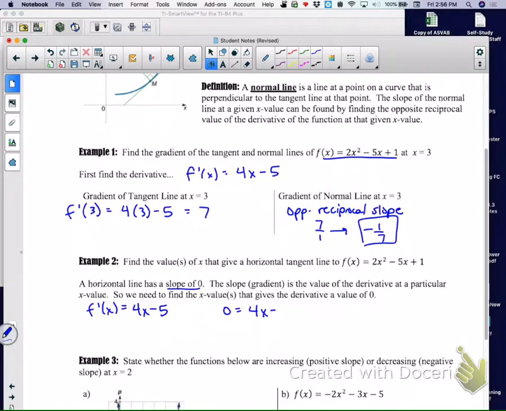Now, if they had said, what value of x gives a tangent line with a slope of 1/7, let's say, then I would plug the 1/7 in and I would solve. Now, that's a horrible number to solve for, but it's the same idea. I know the slope is 0, set the derivative equal to that slope. So we solve this, we end up with 5/4. You could do that as a decimal. It is a nice decimal, but I would just personally prefer to do it as a fraction.